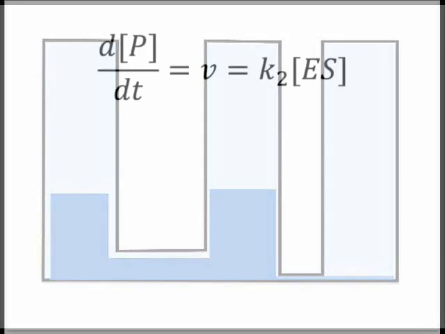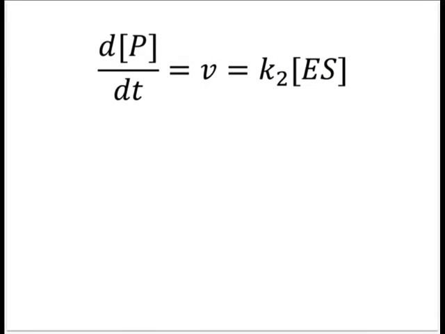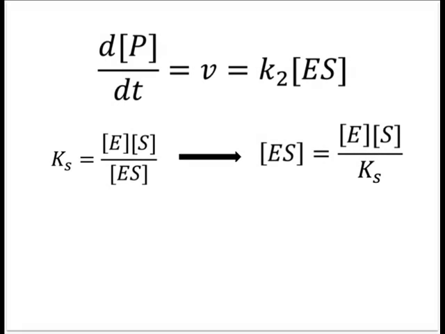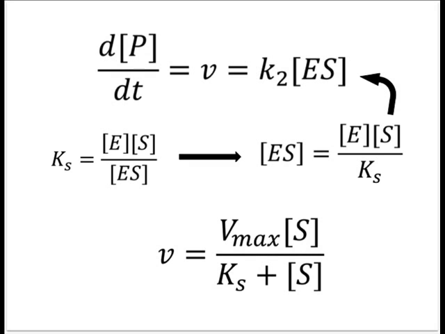In the velocity equation, that is, the differential equation that explains how the product is formed in time, the term ES can be substituted by the value from the equilibrium equation. Doing some algebra and normalizing for total enzyme, the equation is derived.